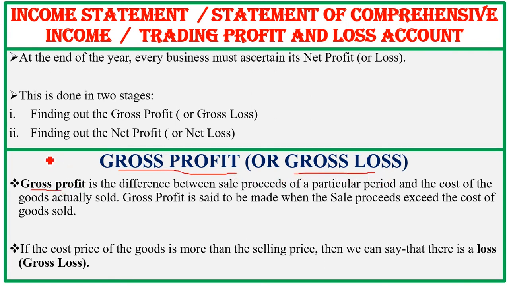A gross profit is the difference between the sale proceeds of a particular period and the cost of goods actually sold. So what we are saying here, when you take the sales and then you minus the cost of making those sales, whatever remains is either a profit or a loss. If it is a positive figure, that is, if the sales proceeds are higher than the cost of sales, then whatever the resulting figure is a gross profit. If it is a negative figure, then it is a gross loss.